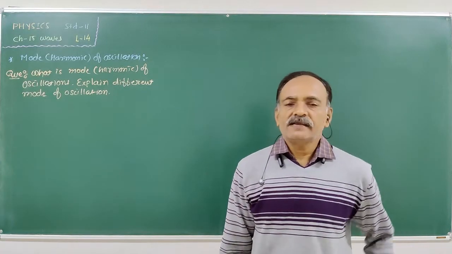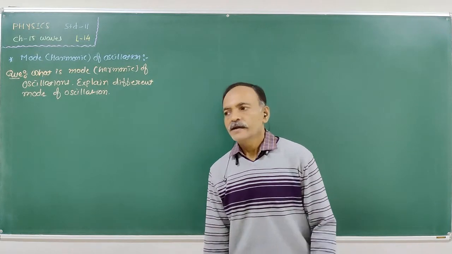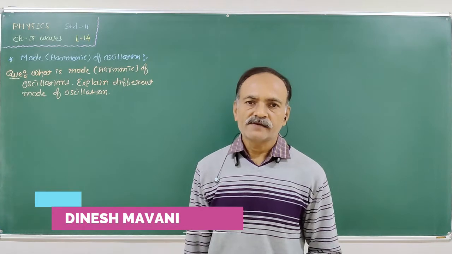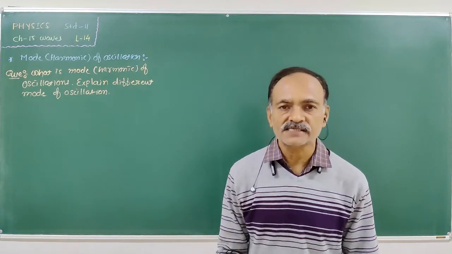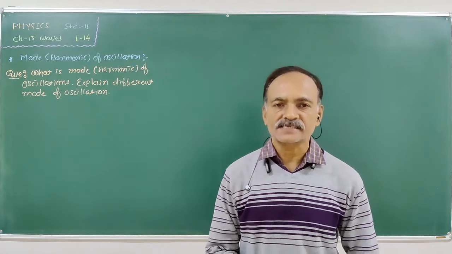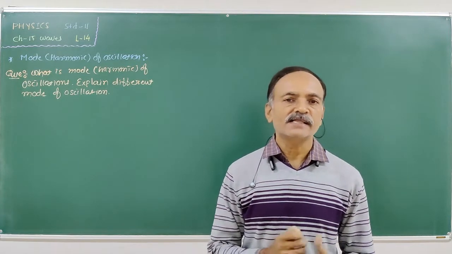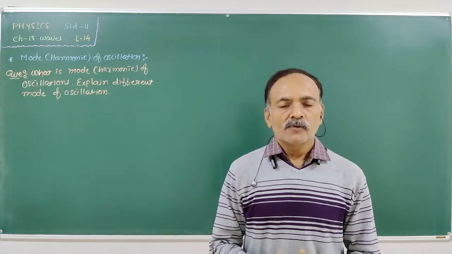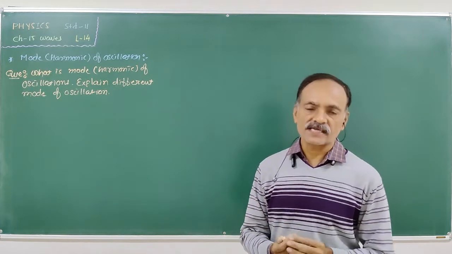Good morning friends, we already discussed the stationary wave, right? In a stationary wave, nodes and antinodes are obtained. Therefore, how many modes of oscillation take place in a particular length of a string, as the stationary waves are generated in a string tied at both ends? For that purpose, the question is about the mode or the harmonic of oscillation.